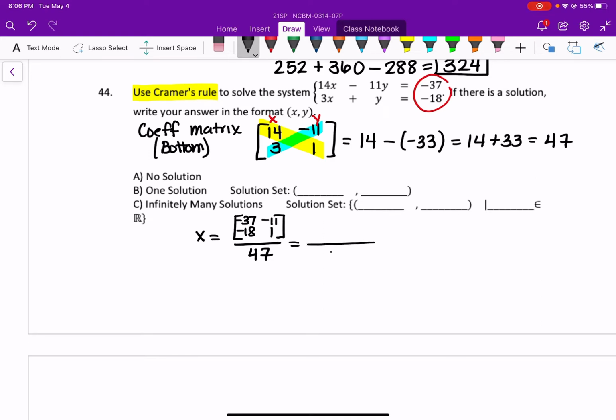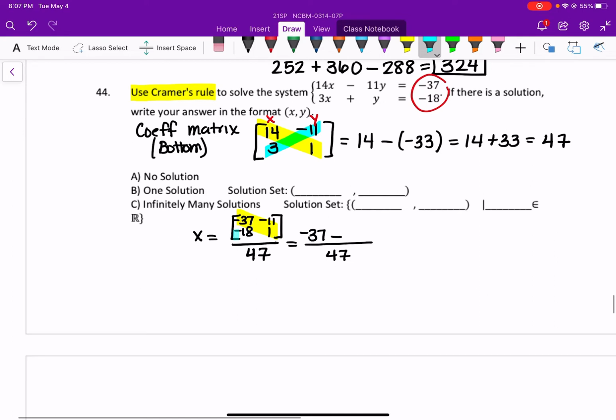And again, we're going to find the determinant of our top. So we're going to start by doing that diagonal. We get negative 37 minus, we do our other diagonal, which is negative 18 times negative 11. That's going to be a positive 198.